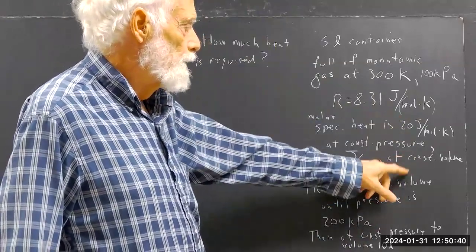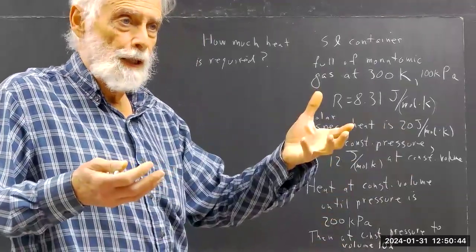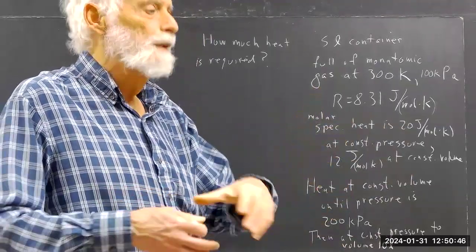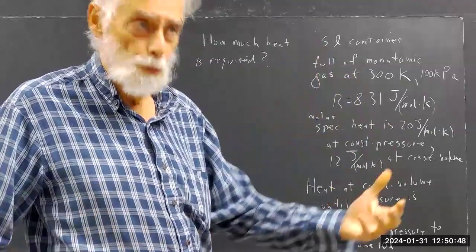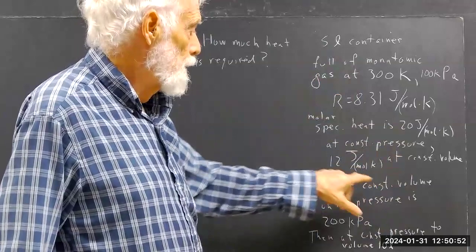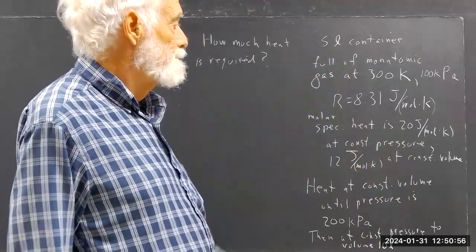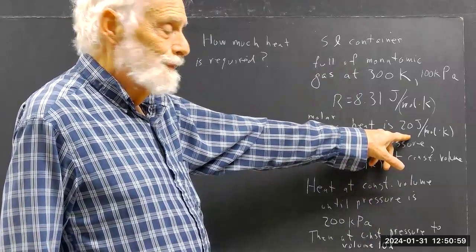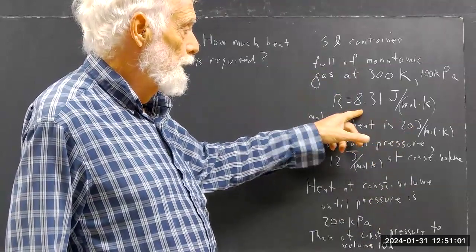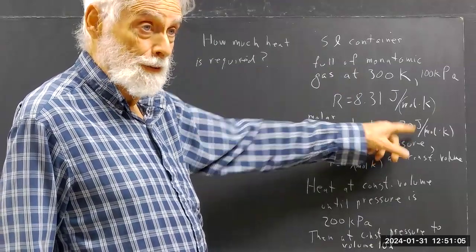Why is it higher at constant pressure than it is at constant volume? Because at constant pressure, the gas has to expand, and if it's expanding against its own pressure, it's doing work. So you need more joules per mole Kelvin to do the work. Notice that if R is about 8 joules per mole Kelvin, this is about 5 halves of R, right?